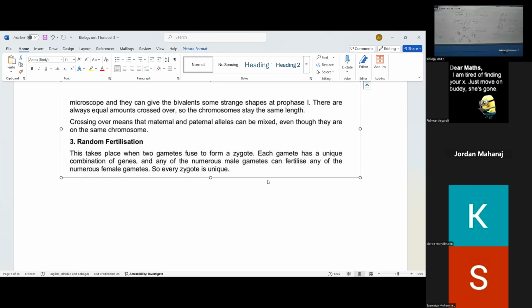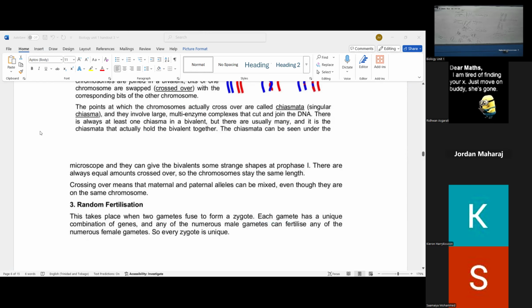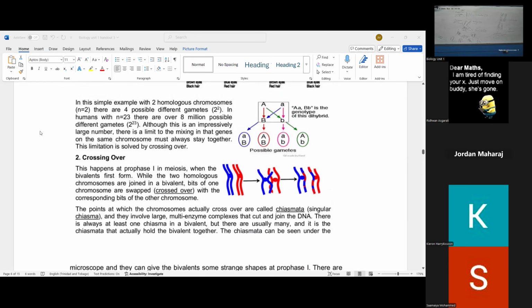So the main principle in random fertilization is that each gamete has a unique combination of genes. While every human is different, every sex cell, every gamete, is different as well. They're not going to be the same because of processes like crossing over. So these are the three sources of genetic variation. If a question comes and asks for a source of genetic variation, you choose any one of these that you can describe the best.